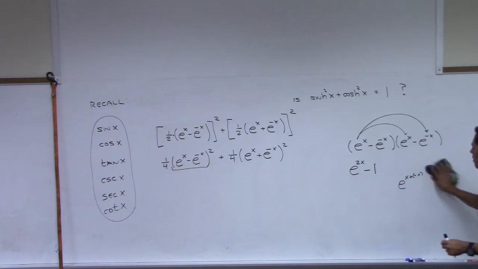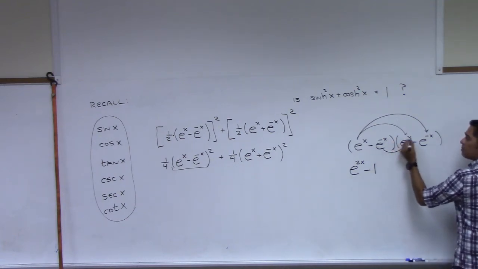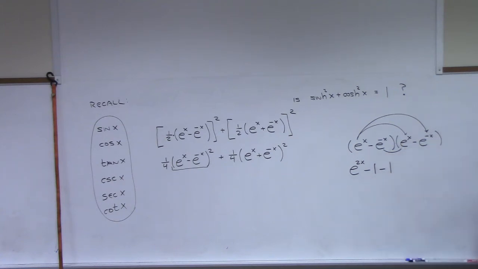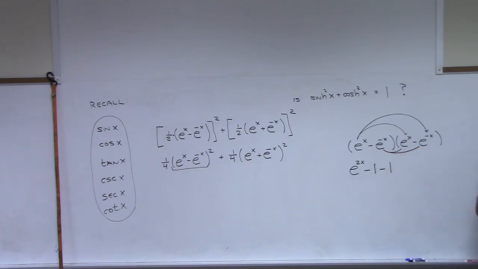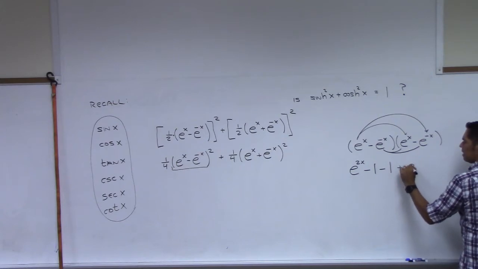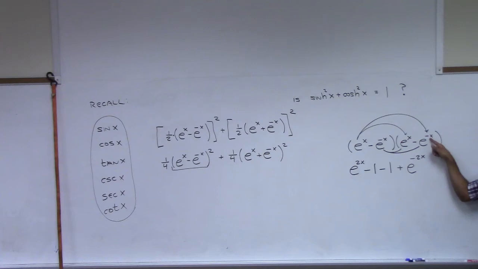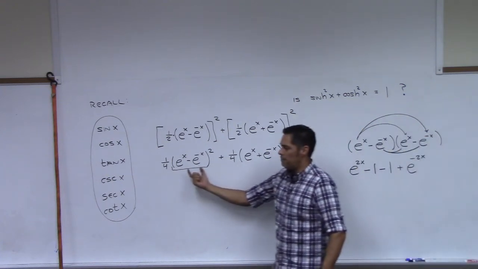Good. And then inside, again, add the exponents. You get e^0, you get minus 1 again. And finally, the last multiplication, positive or negative? Positive. e^(-2x), because you're adding the exponents. Negative x plus negative x is negative 2x. Is that all right? Okay, so that's what happens when I expand this one.